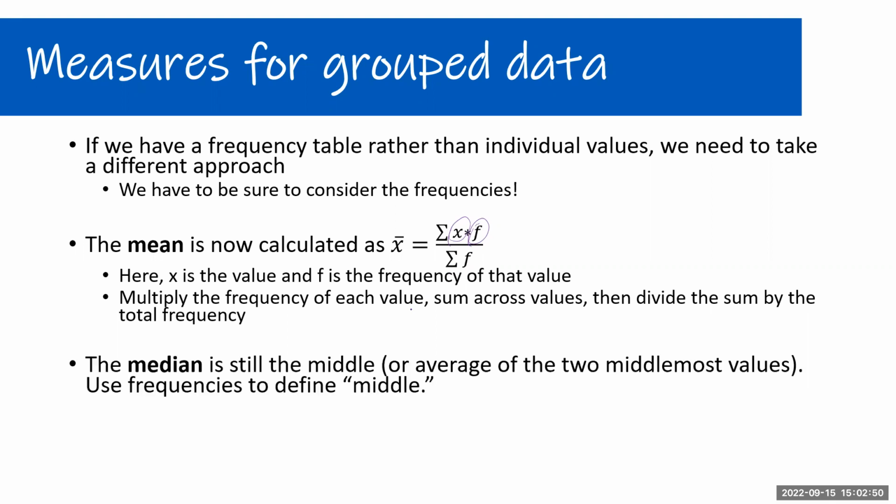The median is going to be the middle, and we're going to use the frequencies to find what number would be in the middle, okay? And the mode is definitely the easiest. In this case, it's just going to be what occurs most often, okay? So what class has the highest frequency?